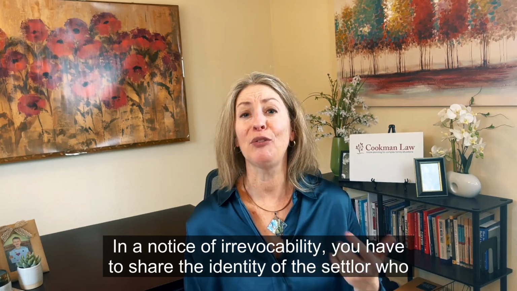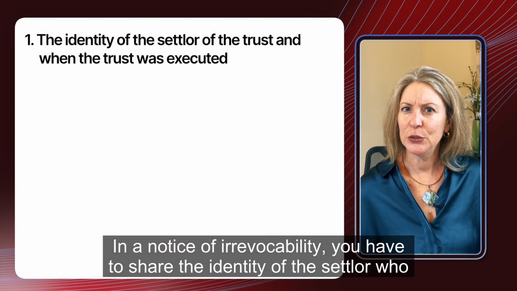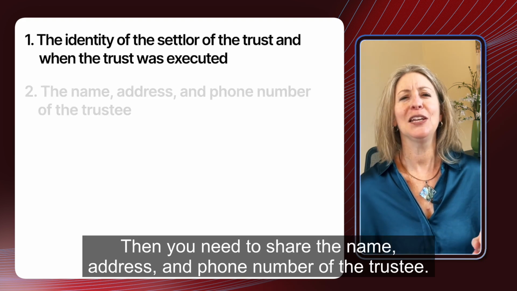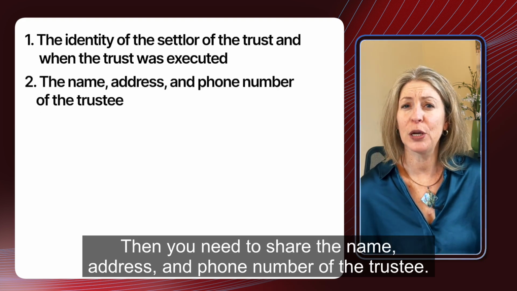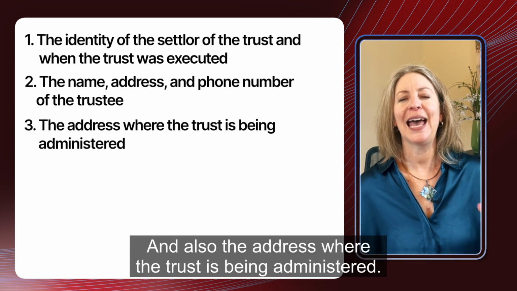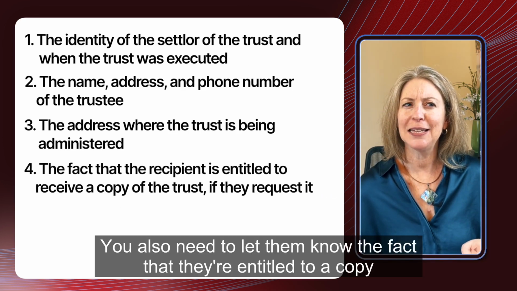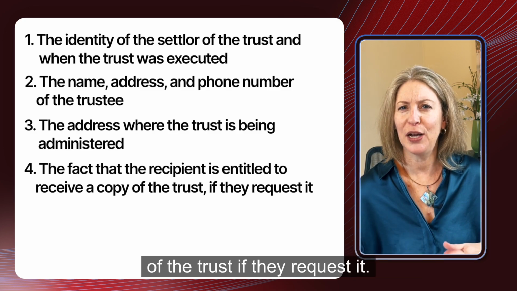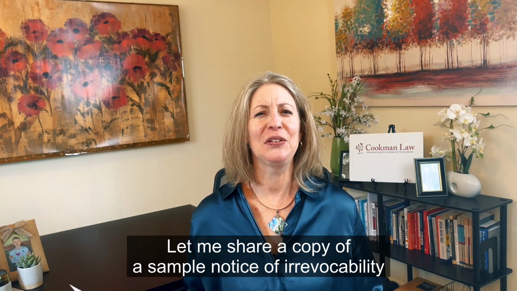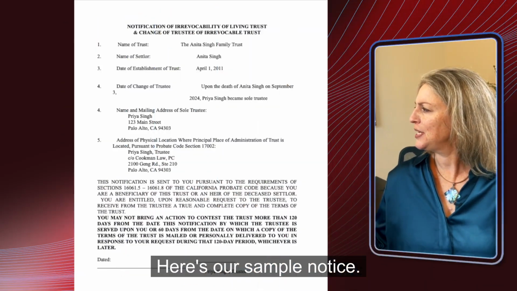In a notice of irrevocability, you have to share the identity of the settlor who died and when their trust was executed. Then you need to share the name, address, and phone number of the trustee, that would probably be you, and also the address where the trust is being administered. You also need to let them know that they're entitled to a copy of the trust if they request it. So let me share a copy of a sample notice of irrevocability so you can see how this works. So here's our sample notice.